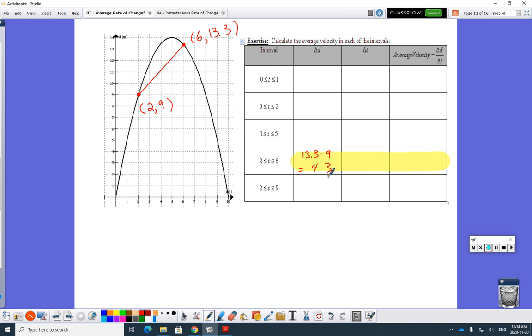Then x2 minus x1 is 6 minus 2. And then to get the average velocity, I'm finding the slope, take the delta D, divide it by the delta T, and here I get 1.075, I think, when I punch that in my calculator. 4.3 divided by 4, 1.075.